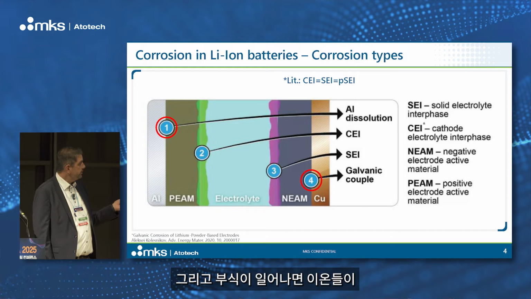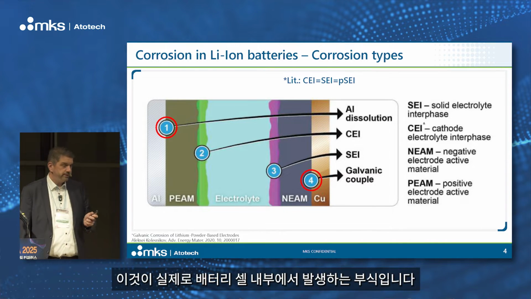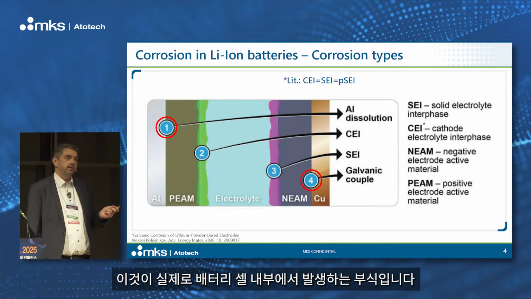And then if corrosion is happening, the aluminum or the copper ions will go into the battery electrolyte. So this is the corrosion actually which is happening inside battery cells.